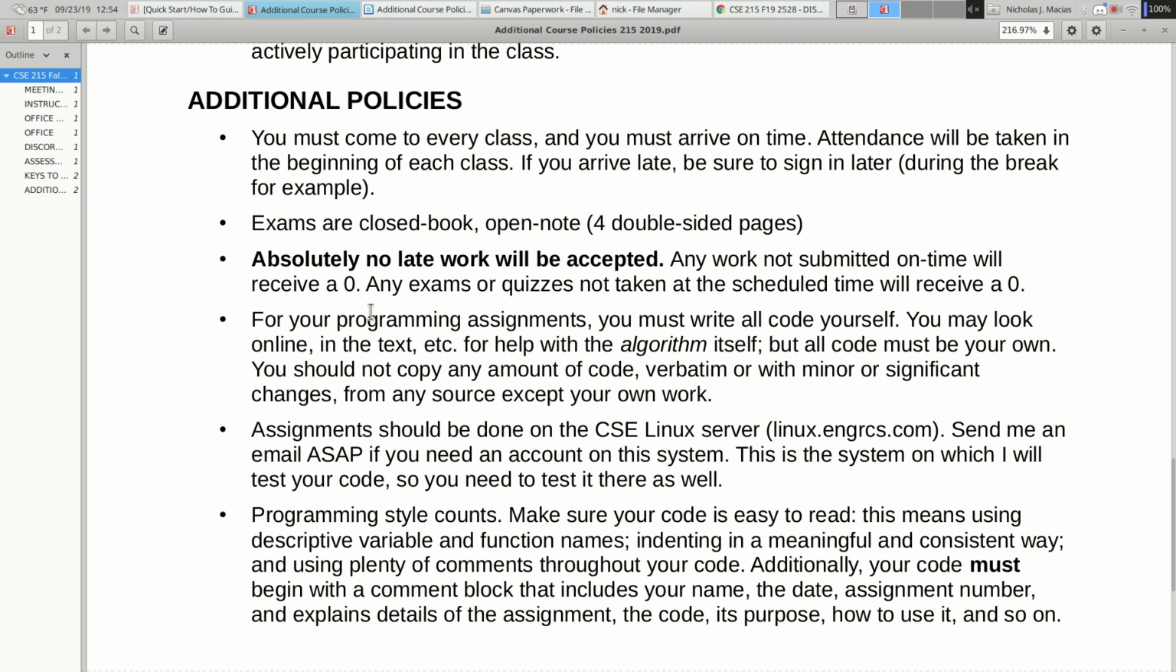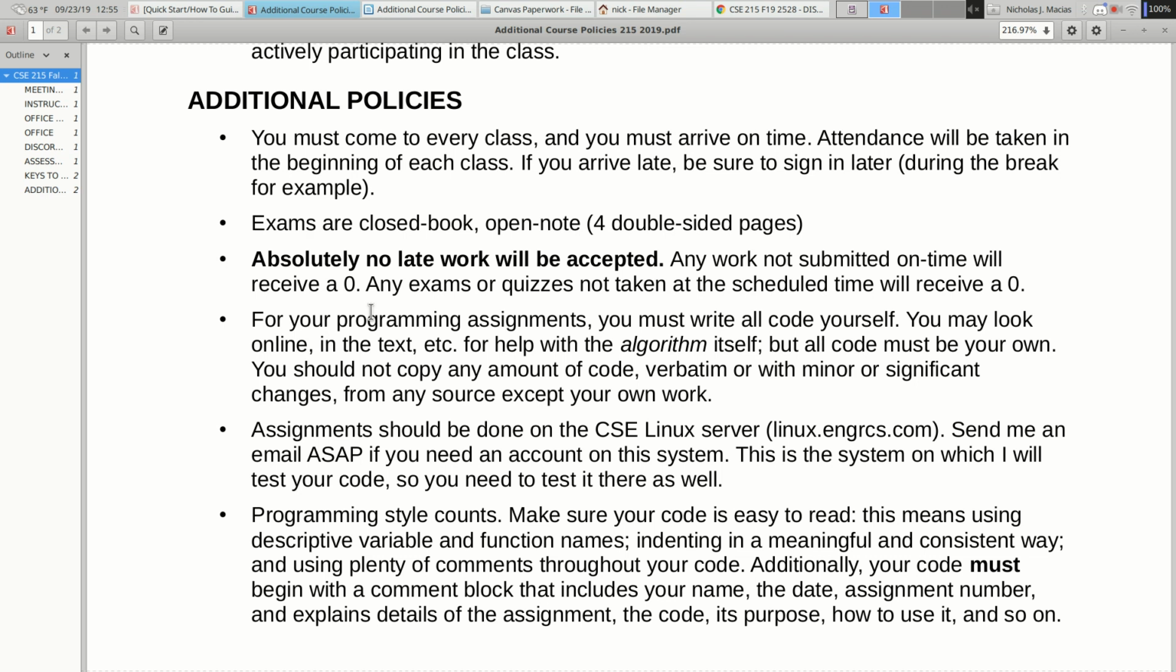For the programming assignments, write the code yourself. Don't look at other people's code and try to modify it into your own and so on. We'll talk about this when we get to the first assignment. But basic common sense, you've got to write the code yourself. It's got to be your own work that you turn in.